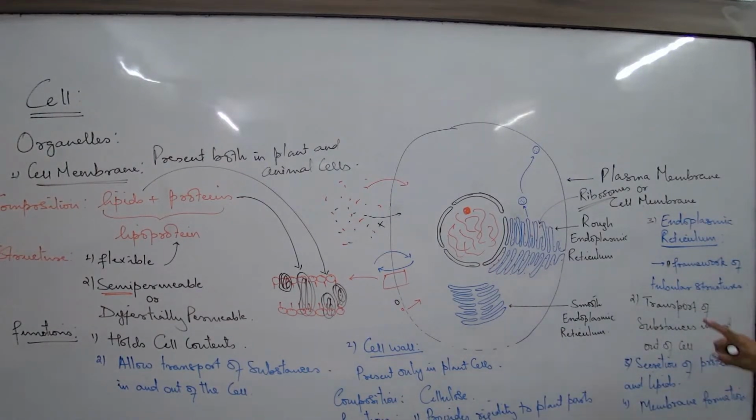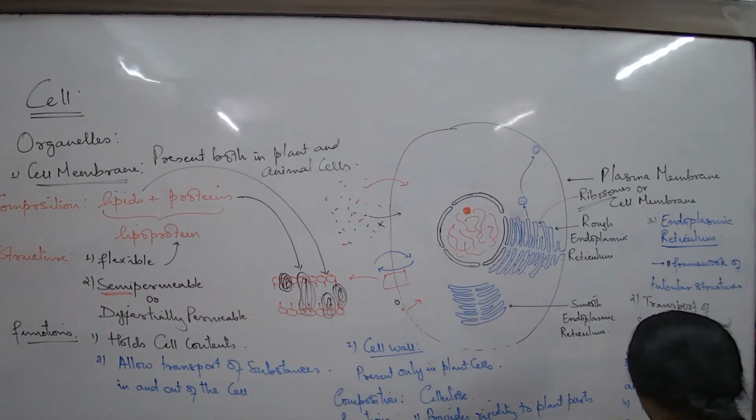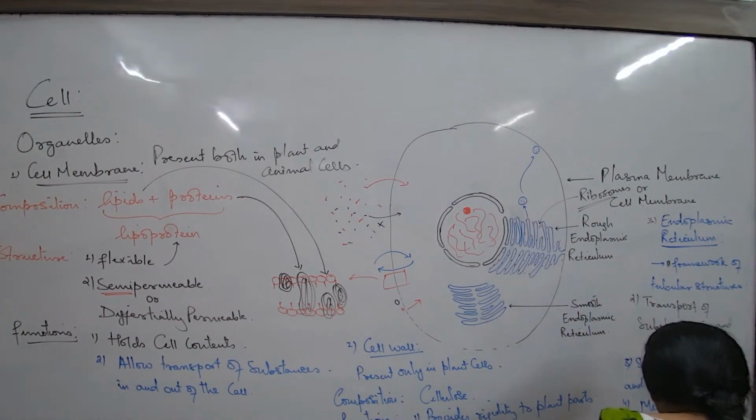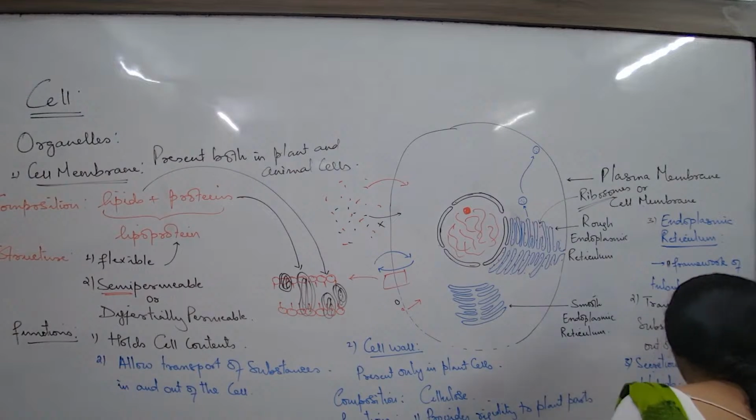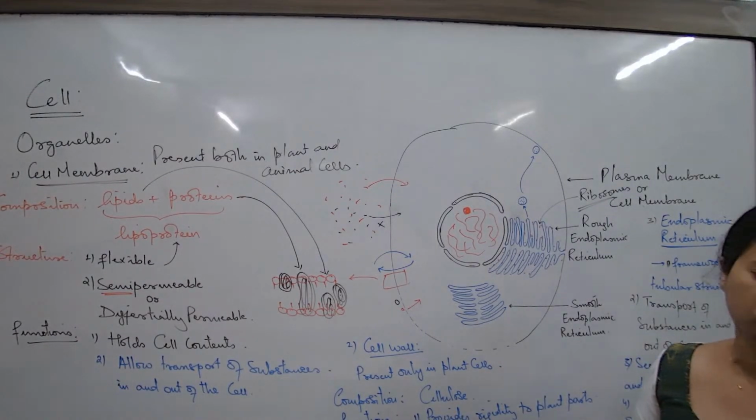So what are some general functions of the endoplasmic reticulum? These are some general functions. They provide framework, shape to the cell. They help in transport, they produce proteins, lipids, and they help in membrane formation of new cells.